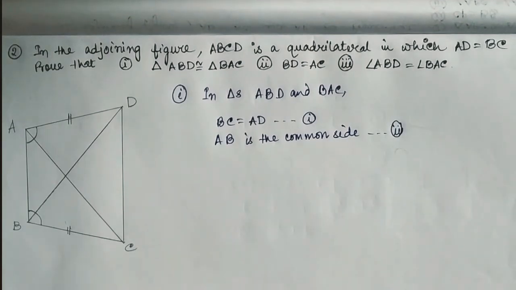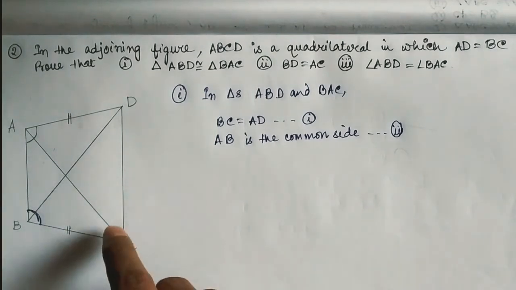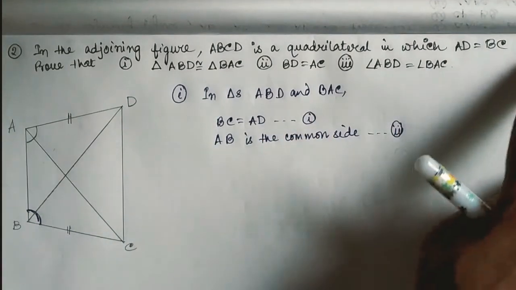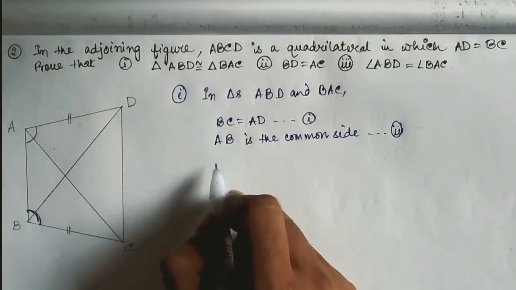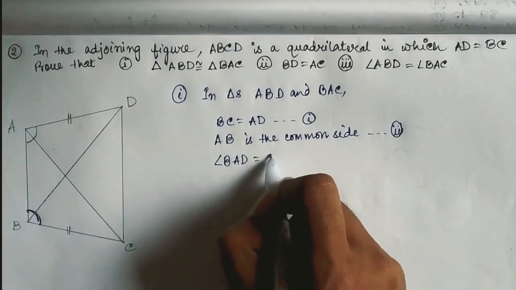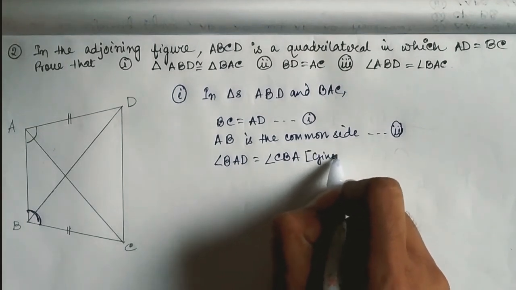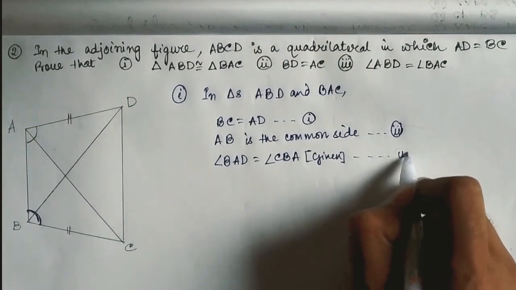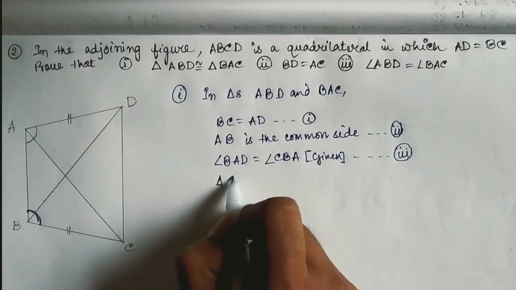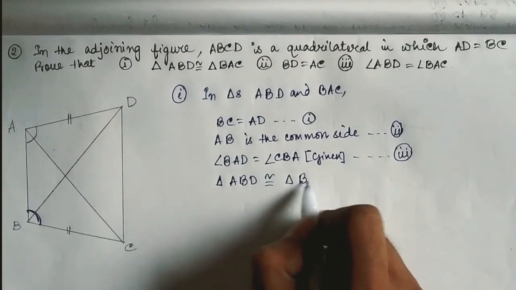And then all of you see that in triangle ABC, this angle ABC, and in triangle BAD, this angle BAD, they are equal as it is given over here. So angle BAD or DAB, both are same, is equal to angle CBA. This is given. So this is our point number 3. So we have got 3 points to prove our congruency. Now we can write that triangle ABD is congruent to triangle BAC.